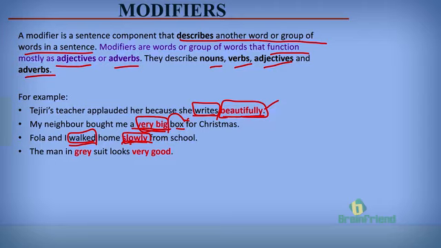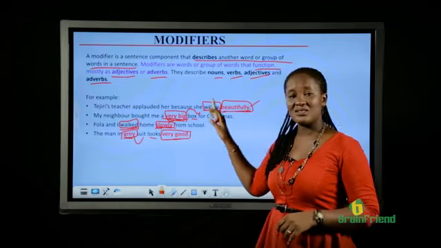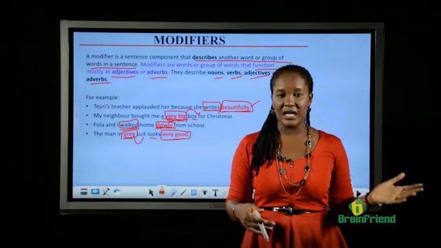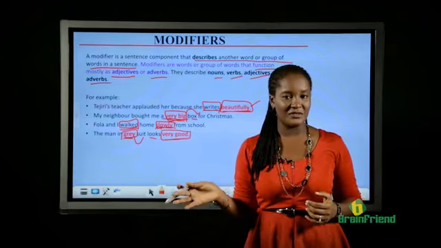And lastly, the man in grey suit looks very good. Grey is the modifier here because it describes the color of the man's suit. Also, very good is also a modifier because it describes how the man looks. So these are all modifiers playing either the role of an adjective or an adverb.